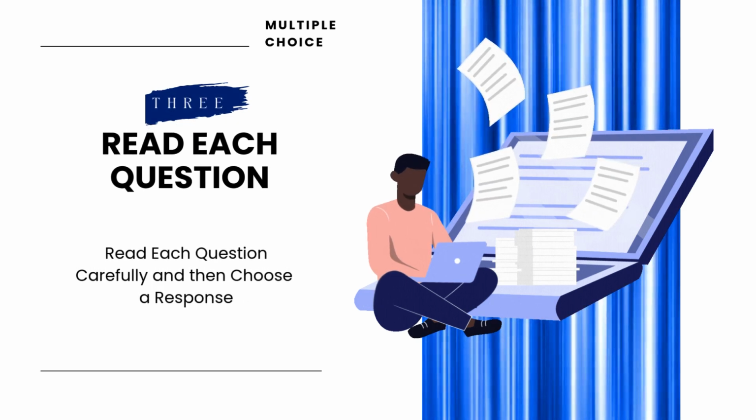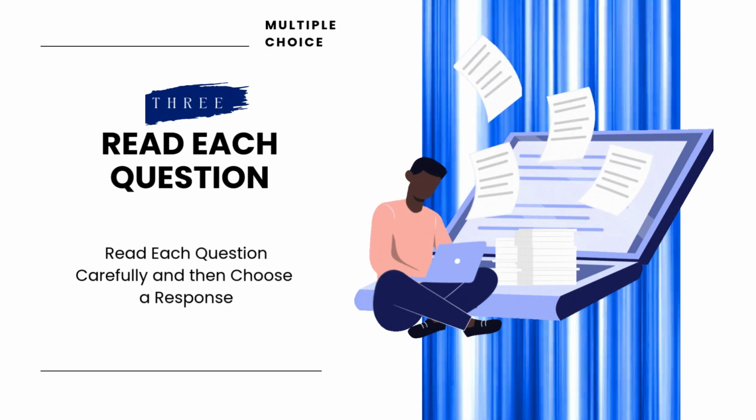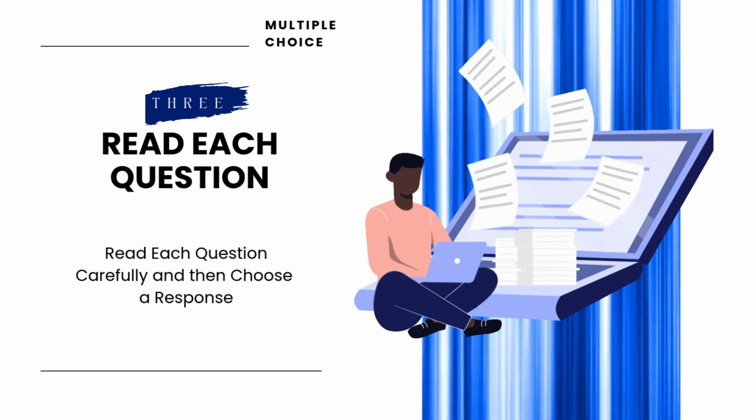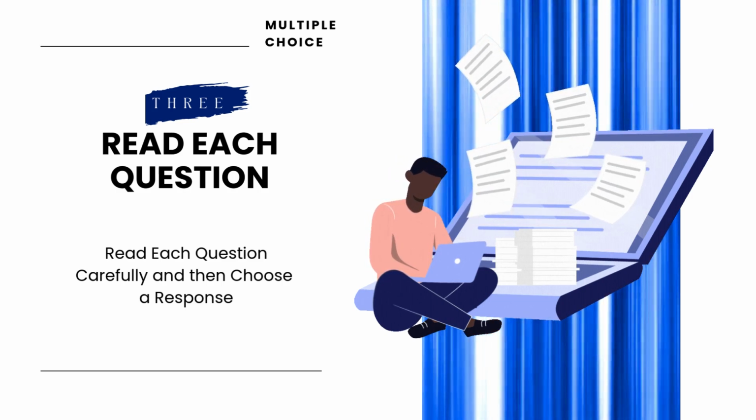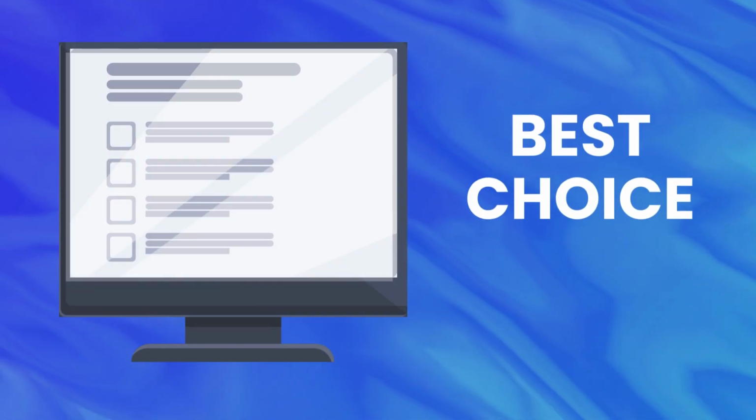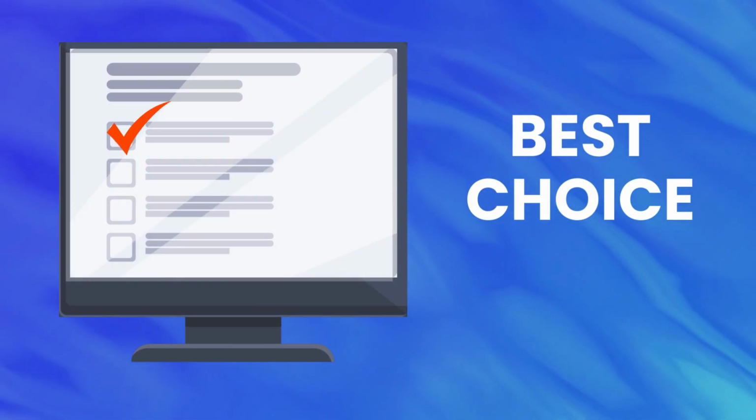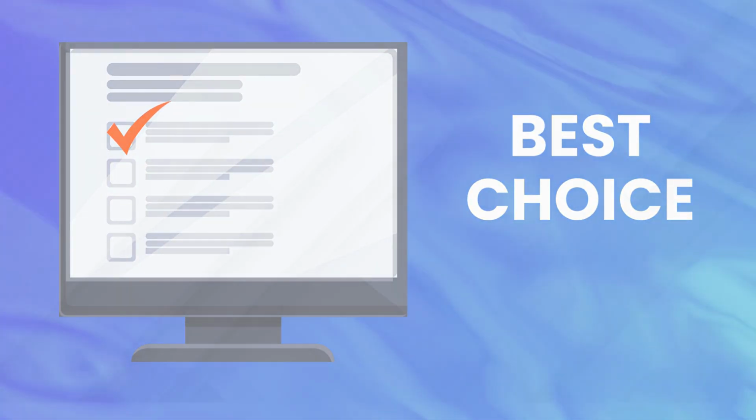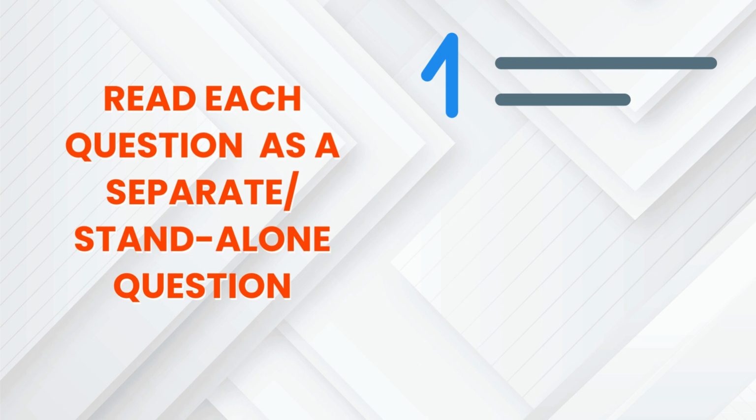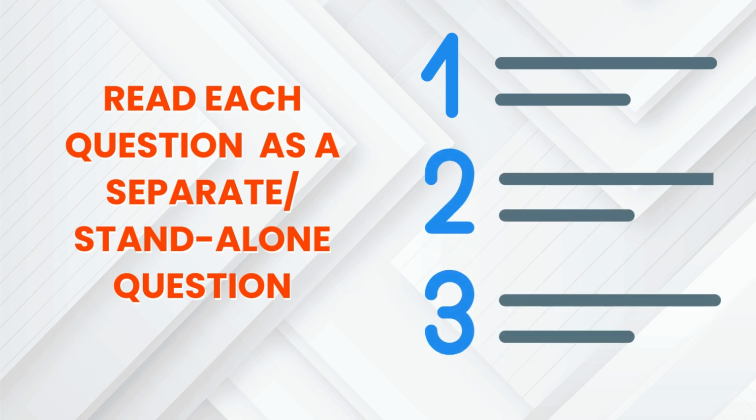Read each question and all of the choices carefully. Make sure you are reading what is written and not what you hope or want to see. Then, pick out the one best choice that answers the question. Unless otherwise stated, make sure you read each question as a separate question and answer it as a separate question.